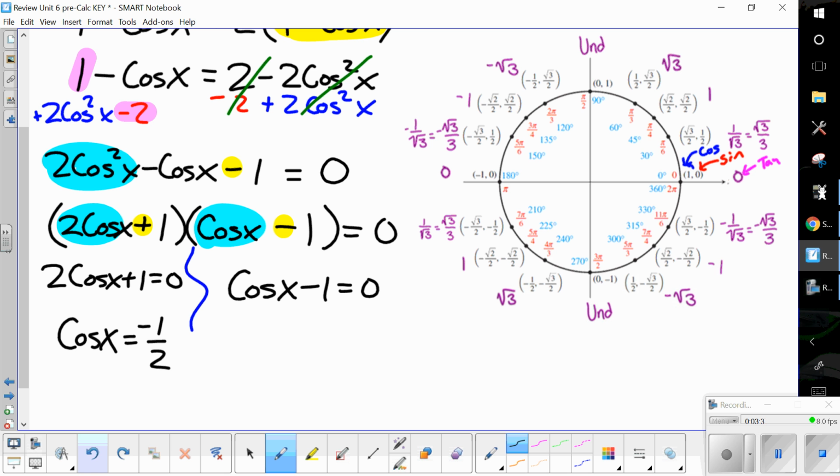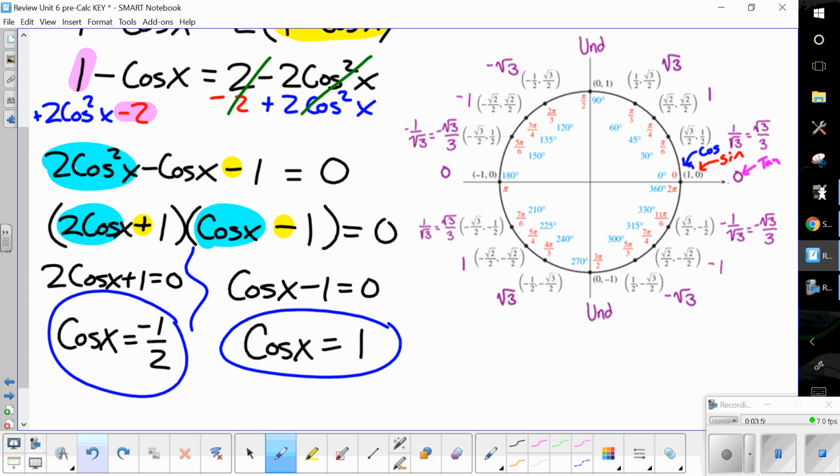Be very careful with your signs, as in positives and negatives. Because if you had a positive 1/2, your answers would be wrong, but you would see it on the unit circle thinking you're right. This is a 1-step equation here. I'm going to add 1 to both sides. And you get cosine of x equals positive 1.